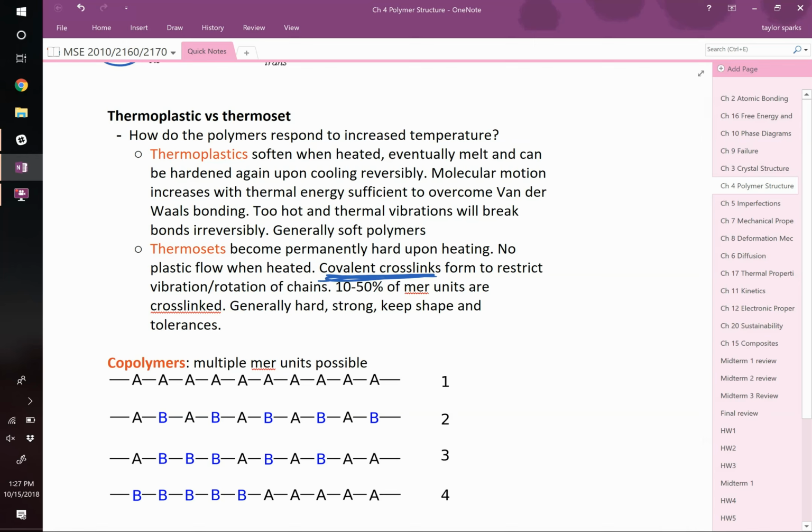Which they can do. You can do that with light or with heat. So you inject the two parts of it like a two-part epoxy. If you do it quickly enough, it can flow, and then you let it set, and now it's rigid and it can't be melted again.